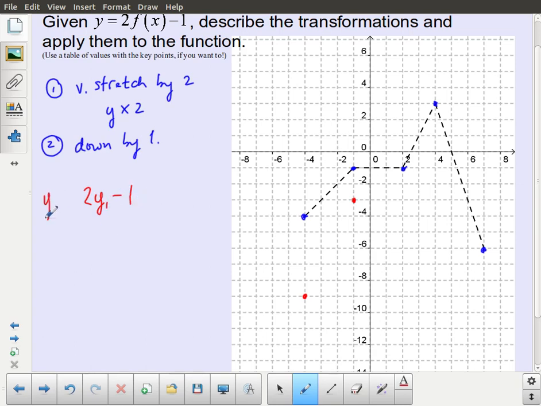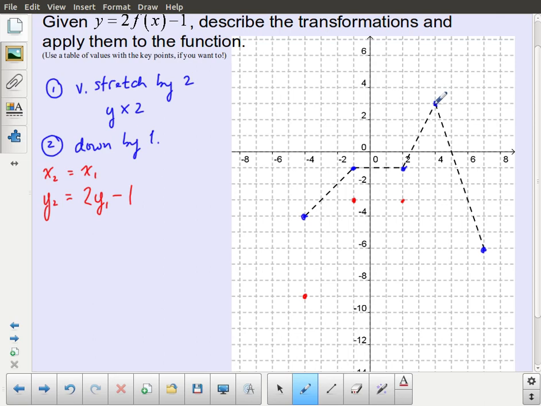So the new y-coordinate is equal to twice the old y-coordinate minus 1. The new x-coordinate is just the old x-coordinate. There's no change in the x's. So what is the y-coordinate here? The x is going to stay the same. The y-coordinate's -1. Double that, it's -2. Shift down by 1. The y-coordinate here is 3.